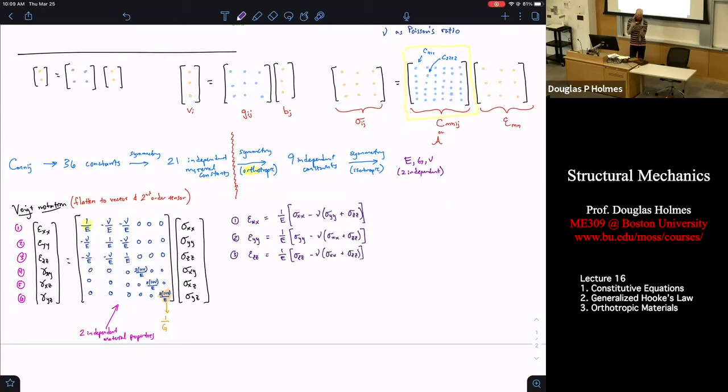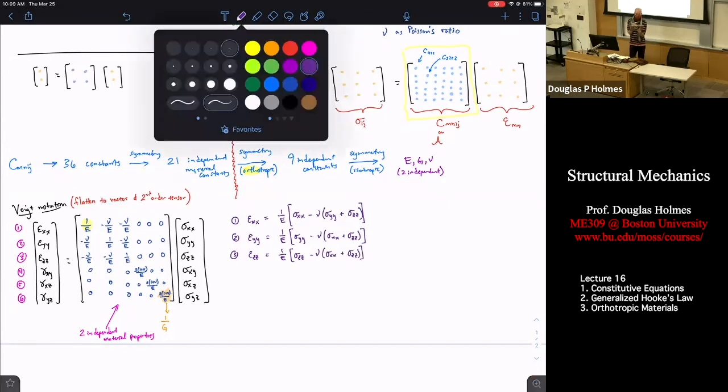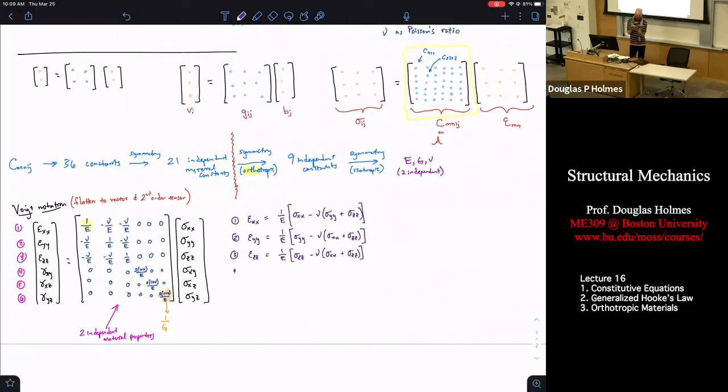And the last three are really easy because there's just one term for them, or one non-zero term.